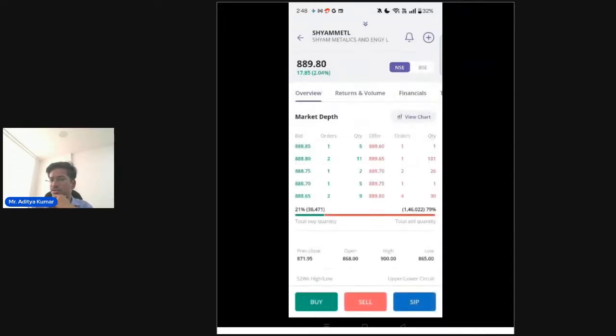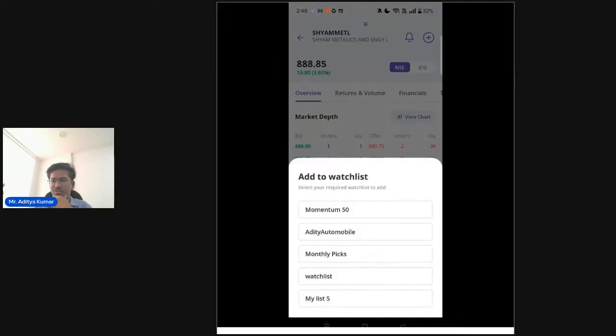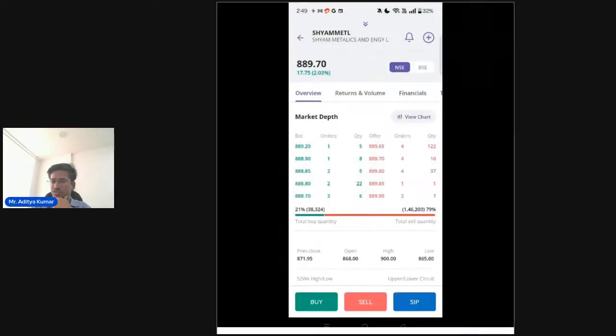After that, on the top right corner, there's a plus sign. When you click on that, it will add the stock to the specific watchlist that you want. I've already explained this, so I won't be going deeper into that. Let's move on to the stock page.